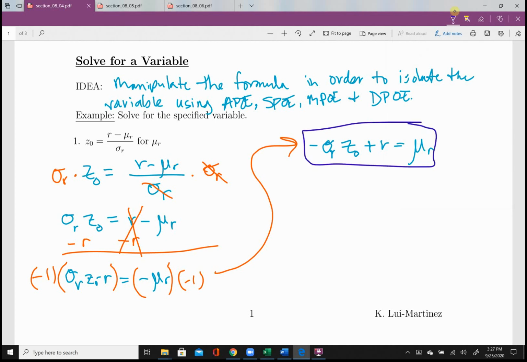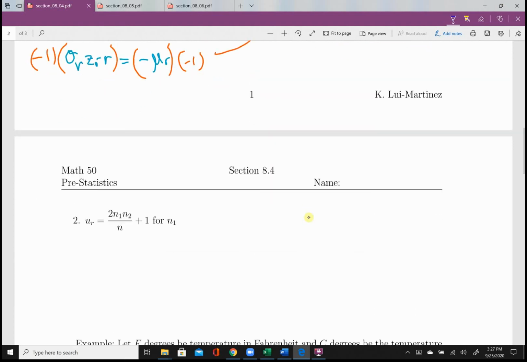Reading from left to right, mu sub r equals negative sigma sub r z sub 0 plus r. It's fine, or just leave it like this. Why give yourself extra work to do? As soon as you have mu sub r, or whatever the variable was that you were asked to solve for, as soon as you have it isolated completely, then you have solved the formula for that particular variable. You're done. Okay, moving on.